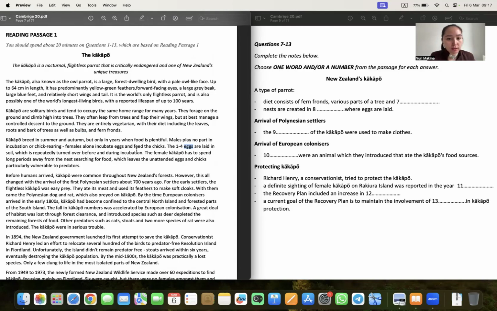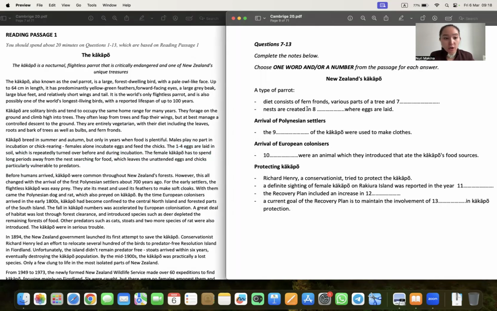Yes, the answer is right over here because we have eggs are laid here, and the word during incubation is a paraphrasing of the word created. We need a place, so in soil, this is the answer.